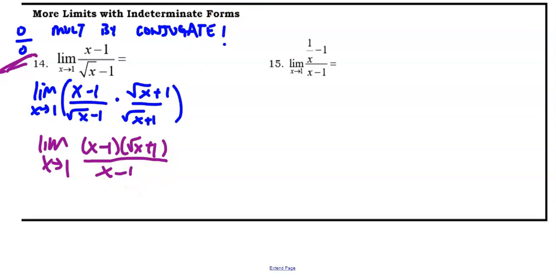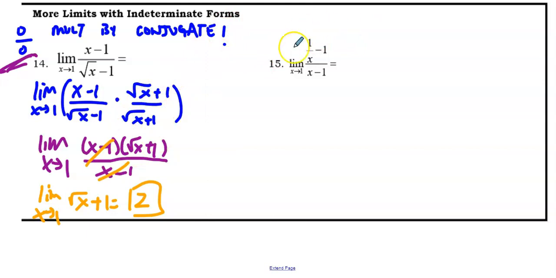And so now, if you guys see this, we're looking pretty good with this problem because the x minus 1's cancel. And so I've got the limit as x approaches 1 of the square root of x plus 1. I can do direct substitution now. Remember, this is the very first thing that we talked about. Direct substitution, and I'm going to get this answer is equal to 2. Okay? It's equal to 2. So that's how you multiply by the conjugate. Okay? So that problem is that.